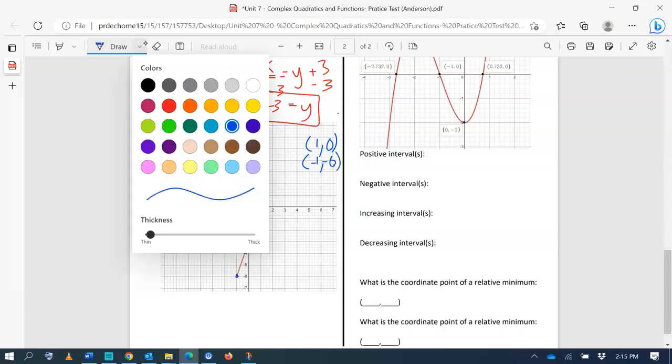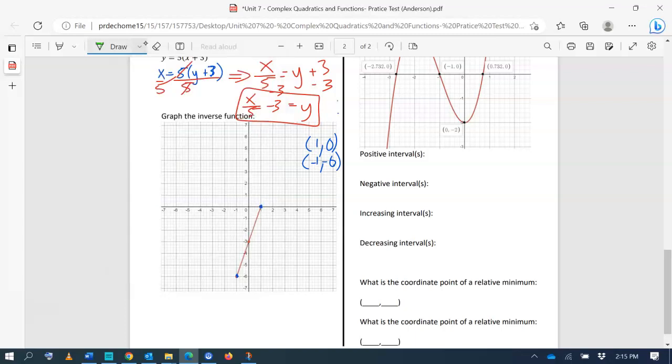Now the inverse of this, I'll do it in bright green. Each of these points, we've got to flip their locations or their numbers. So 1 point will be 0, 1, and the other one will be -6, -1. 0, 1 is here. -6, -1 is there. And then you just connect your dots. And that is the inverse function.